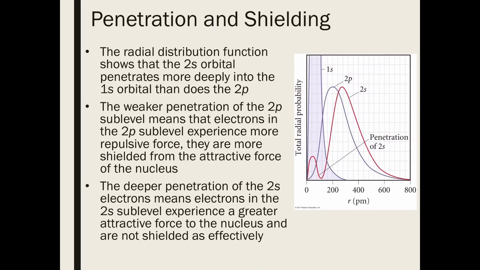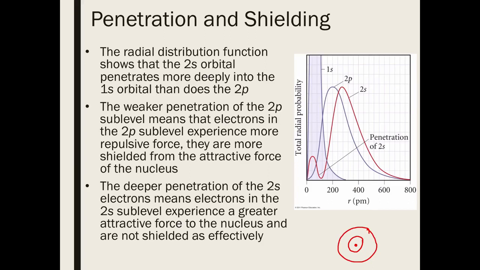Another topic that we're going to talk about today is penetration and shielding. What we talked about last time were the different shapes of orbitals, like 1s, 2s, 2p, and so on. If the nucleus is in the middle, then the 1s is kind of here. It's spherical. And the 2s goes around it. It's also spherical, and it's bigger. It's farther from the nucleus, those outer electrons, and it's bigger.